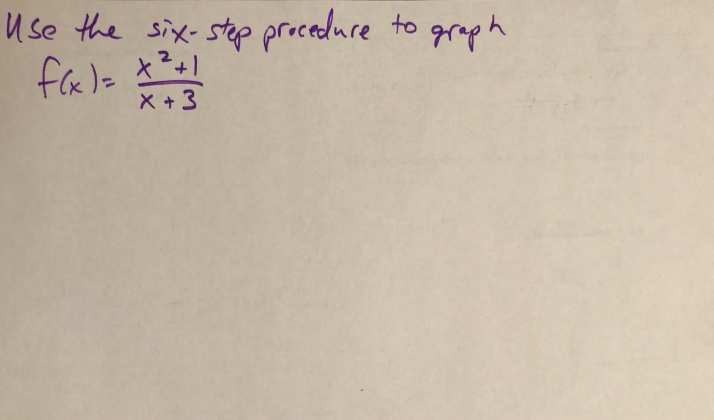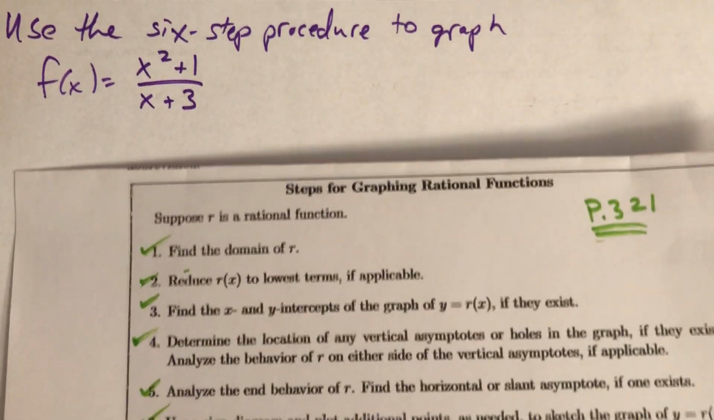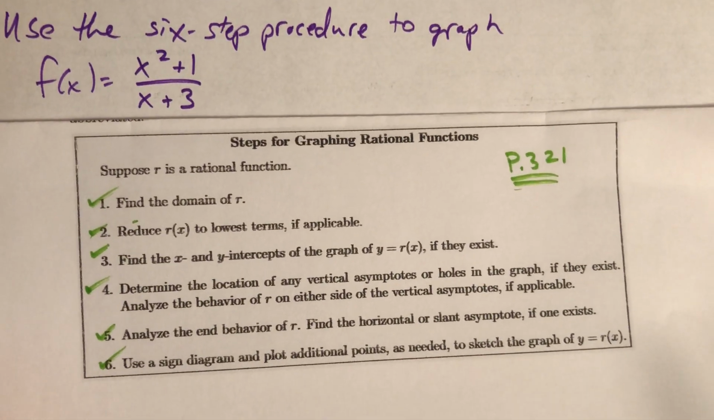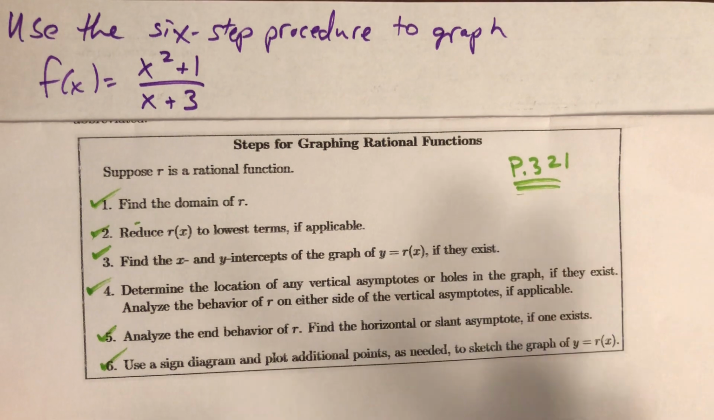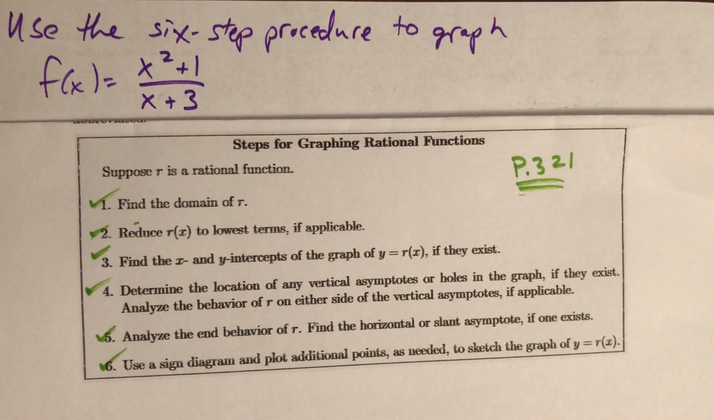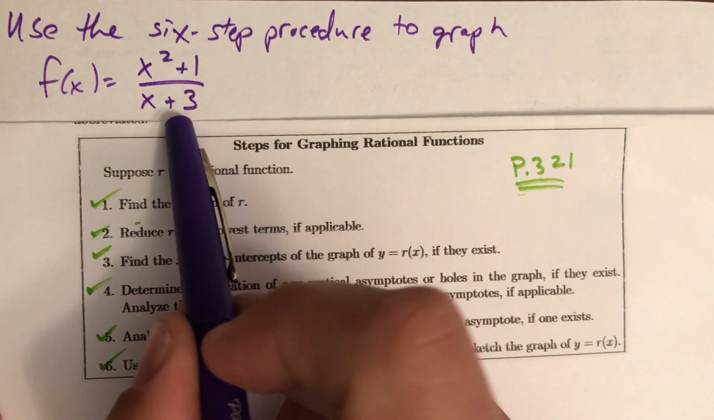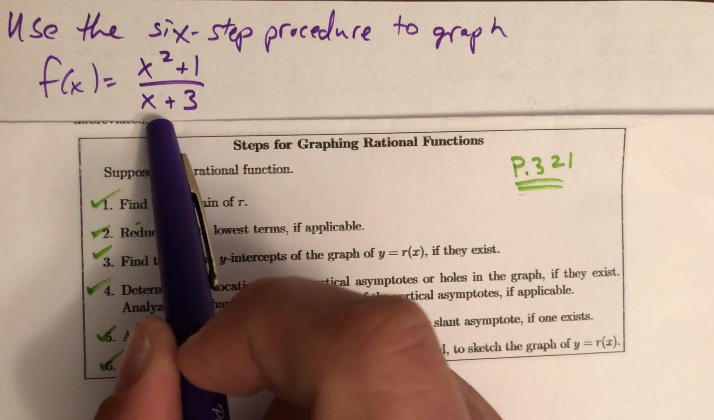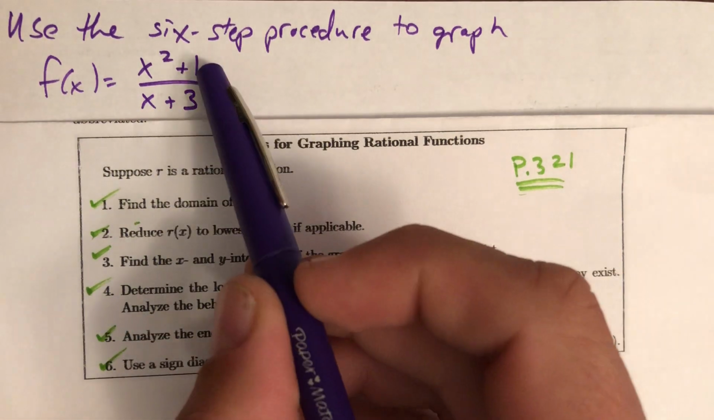Let's use the 6-step procedure from your textbook to graph this nice rational function. Okay, well, let's remember what this was. Again, page 321. We're going to just roll through the steps. So to start ourselves off, absolutely the first thing we should do is factor everything. If we can factor this, we should factor it.